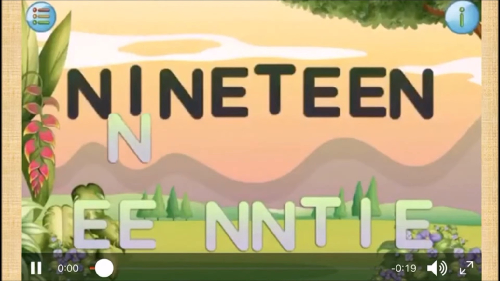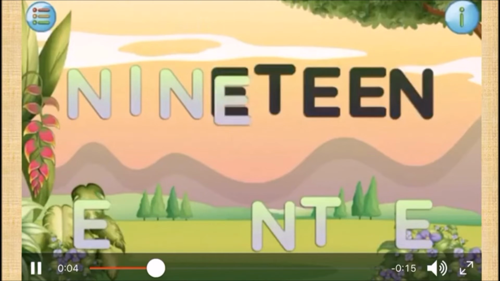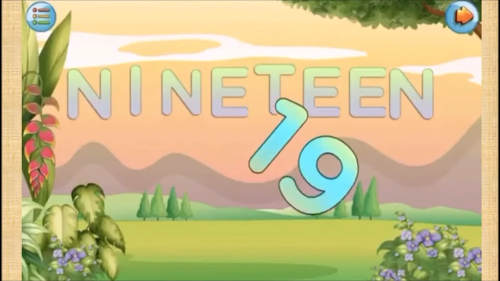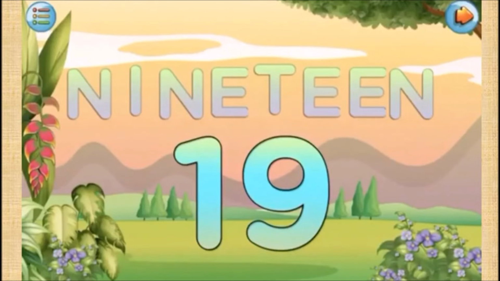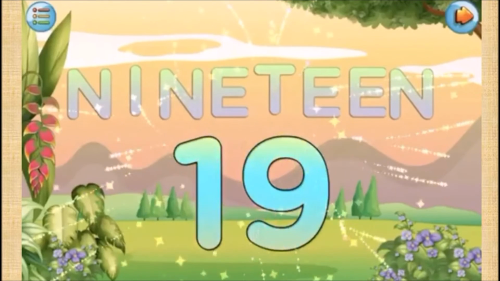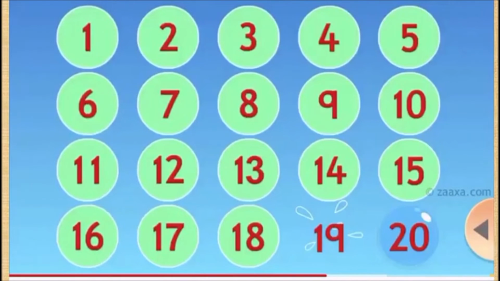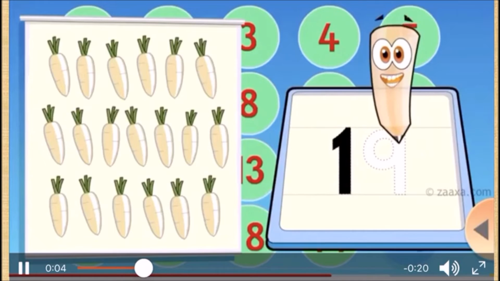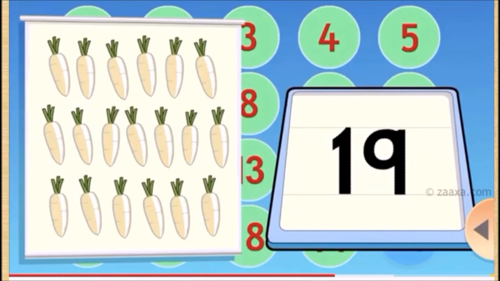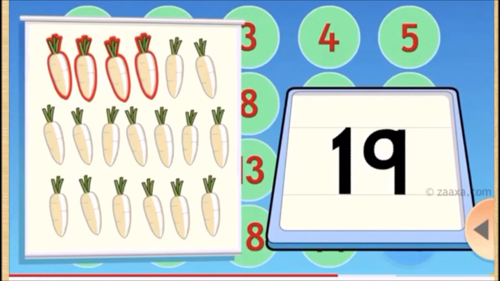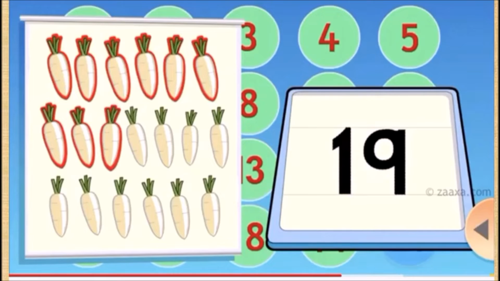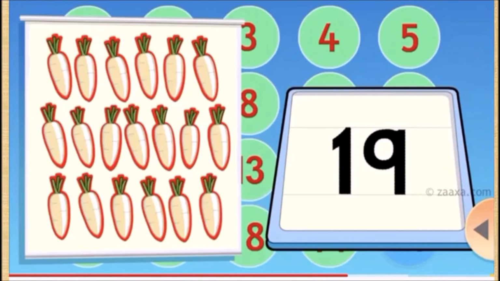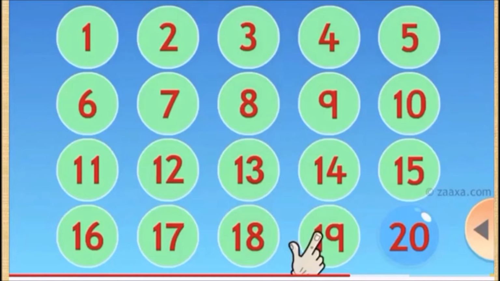Okay, let's see the word 19. N I N E T E E N. 19. Let's see also this video. 19. 1, then 9. Let's count the carrots. 1, 2, 3, 4, 5, 6, 7, 8, 9, 10, 11, 12, 13, 14, 15, 16, 17, 18, 19. Good job.